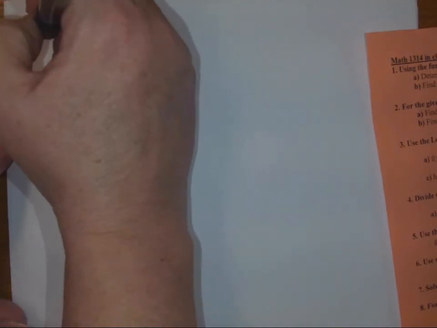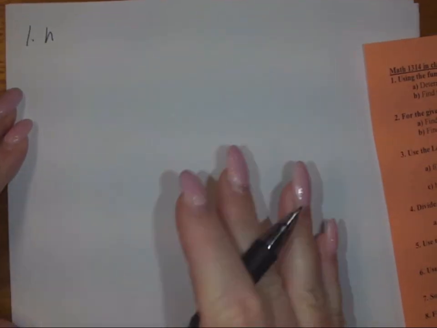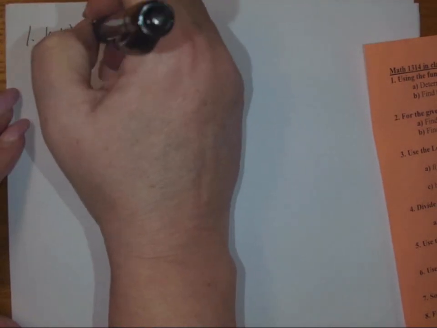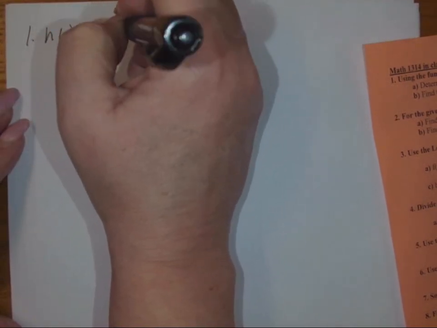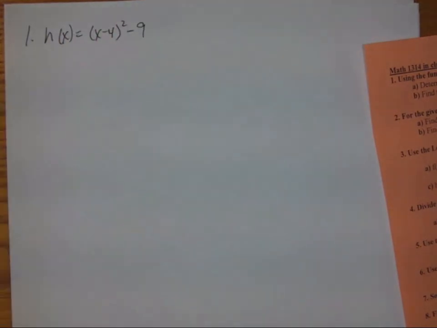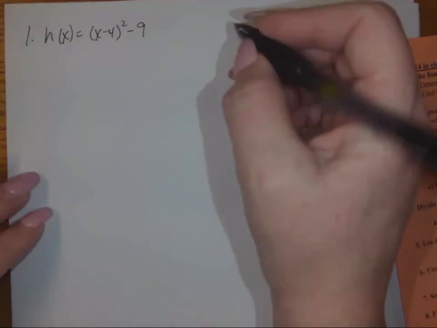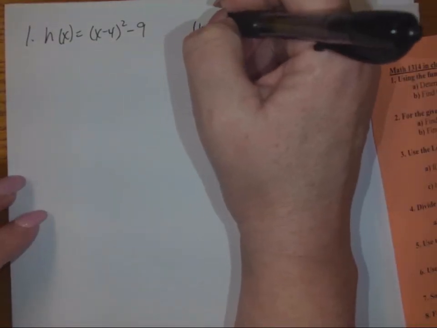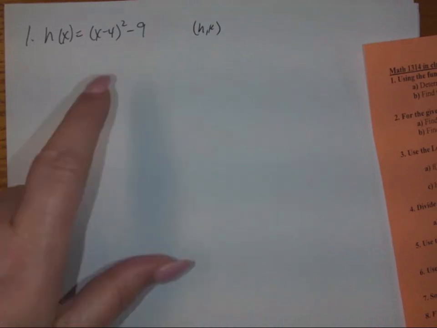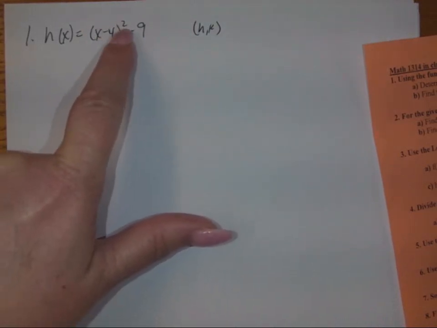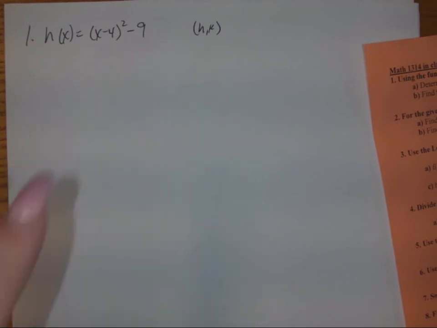So we're looking at h of x is equal to (x minus 4) squared minus 9. So it all depends on how your equation is set up. In this case, we are going to use the formula where we use the (h, k), because it is in the form (x minus h) squared minus k.